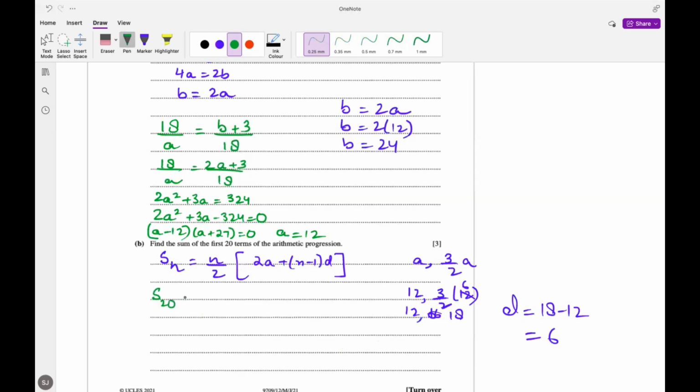So for the sum of 20 terms, this will become 20 upon 2 into 2 into 12 plus 20 minus 1 into 6. We can simplify this to write it as 10 into 24 plus 6 times 19. Substituting this in the calculator, the sum of the first 20 terms will be equal to 1380.